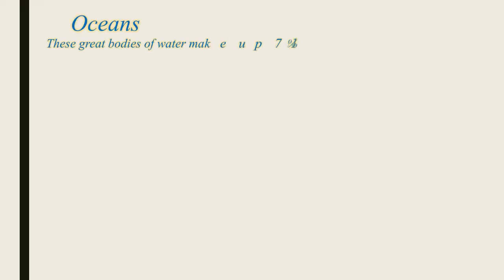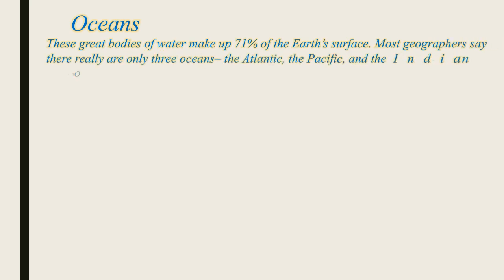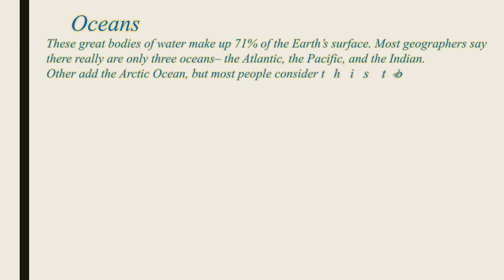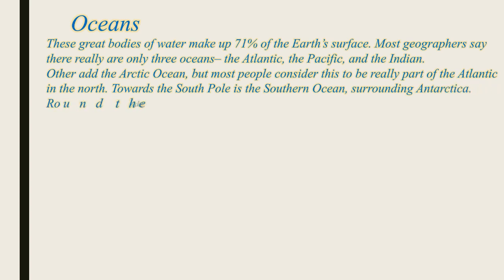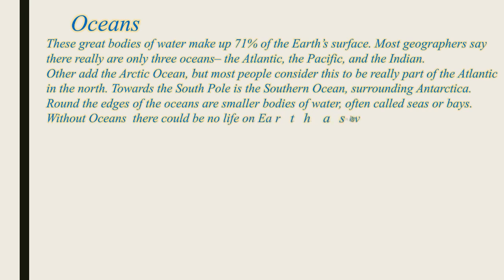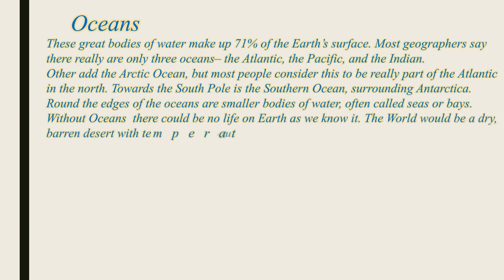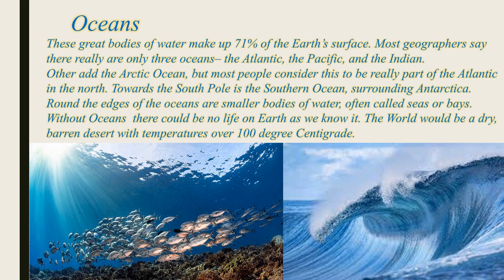Oceans. These great bodies of water make up 71% of the Earth's surface. Most geographers say there really are only three oceans: the Atlantic, the Pacific, and the Indian. Others add the Arctic Ocean, but most people consider this to be really part of the Atlantic in the north. Towards the South Pole is the Southern Ocean, surrounding Antarctica. Round the edges of the oceans are smaller bodies of water, often called seas or bays.